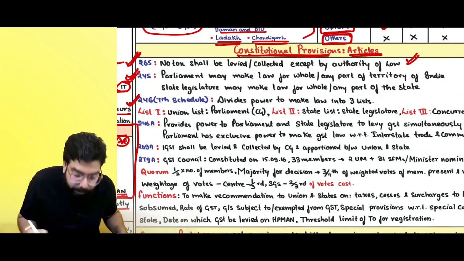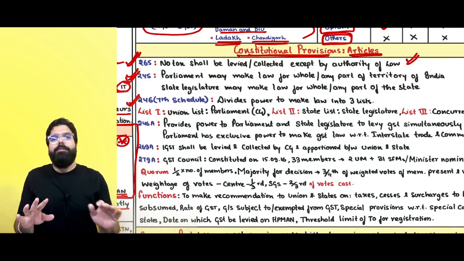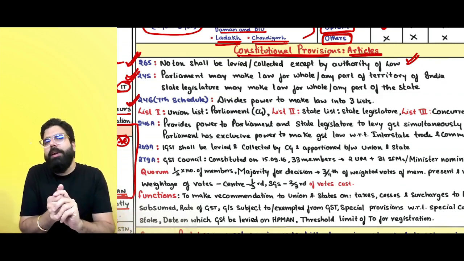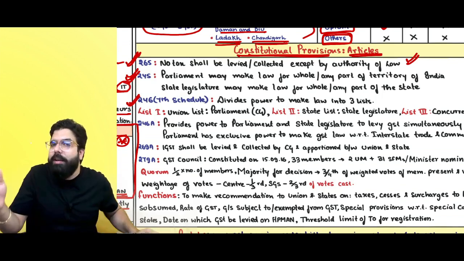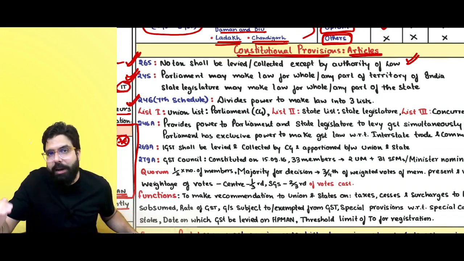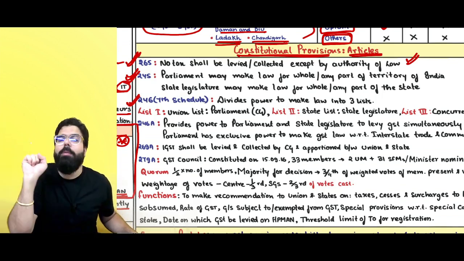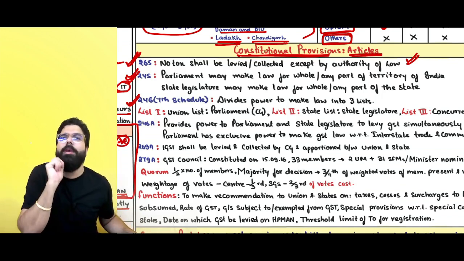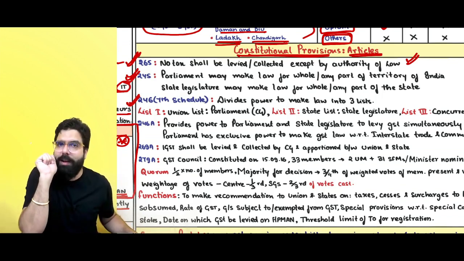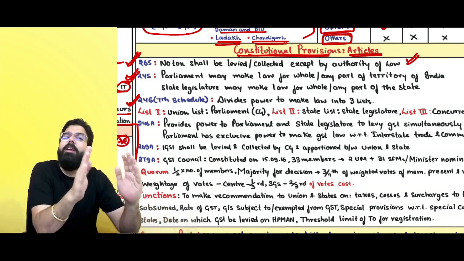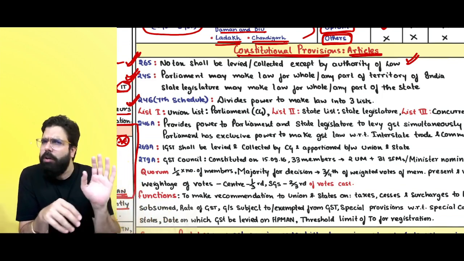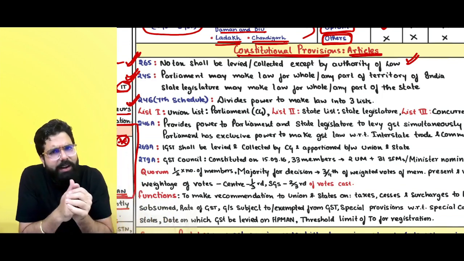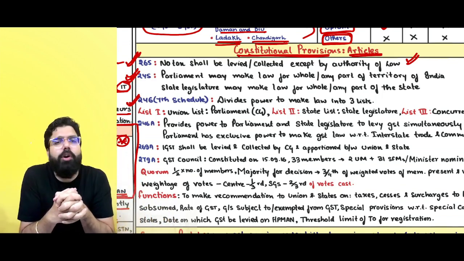Then we have Article 246, 7th Schedule, which made 3 lists: List 1, List 2, and List 3. List 1 has those points where only the central government has the power to make the law. In List 2, only the state legislature has the power to make law. In List 3, both the central government and the state government together make the law with respect to those items stated in List 3, the concurrent list.